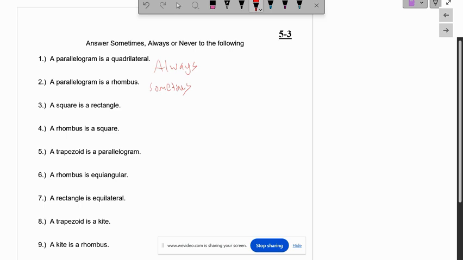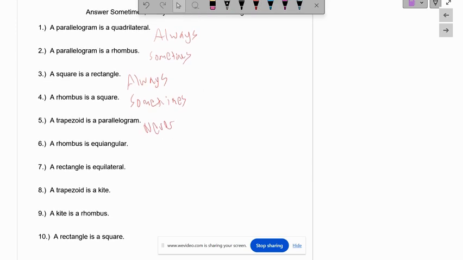Okay, a square is a rectangle. This is always true because a square was all the way down at the bottom, so it has all the properties of the ones above it. A rhombus is a square. Well, this is sometimes, because again, a rhombus could be a square, but it doesn't have to be. It could just be a rhombus. A trapezoid is a parallelogram. This is our first never.